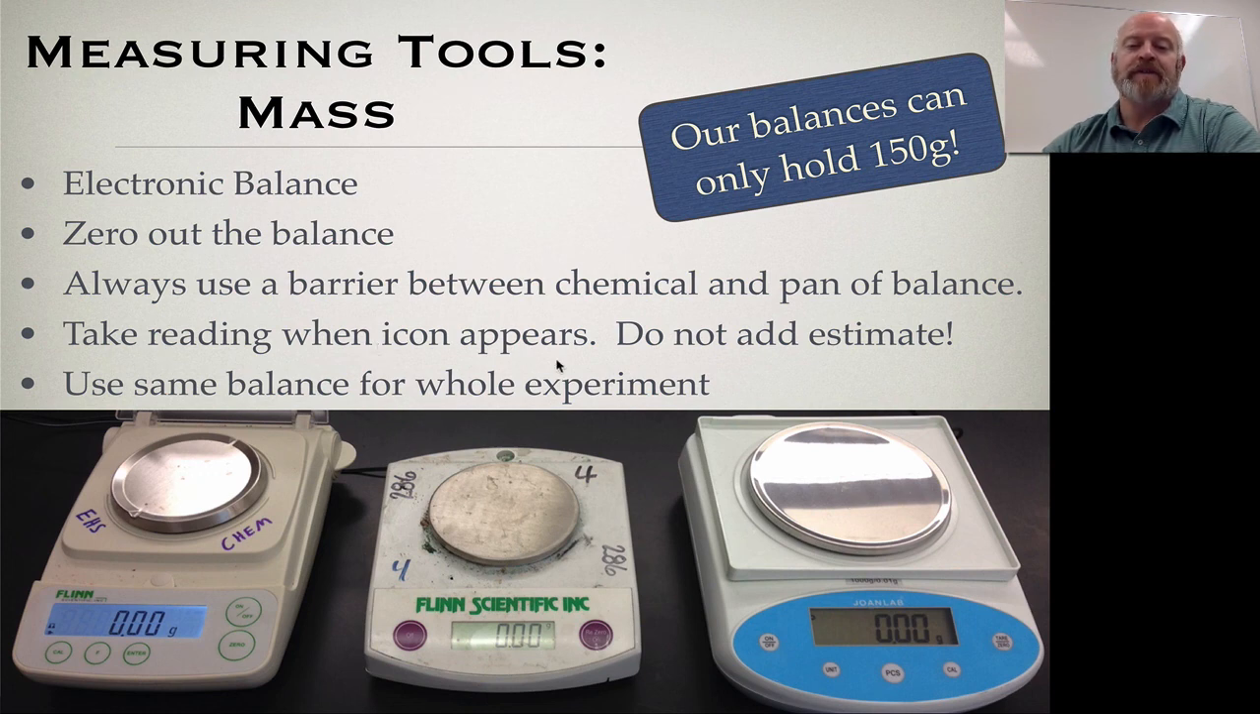Take a reading when the icon appears. Okay, we have very precise balances in our room. They measure out to 1/100th of a gram, or basically a centigram, which means that if a person walks by as you're measuring something, it actually can vary the mass just by the air pressure and the air currents that go by it, okay? So because of that, you're always going to see the numbers moving and jumping slightly. They're never going to sit still perfectly for you in most of our balances.